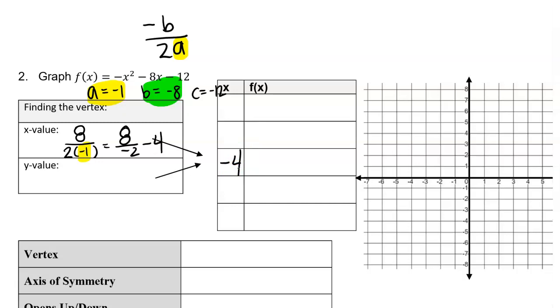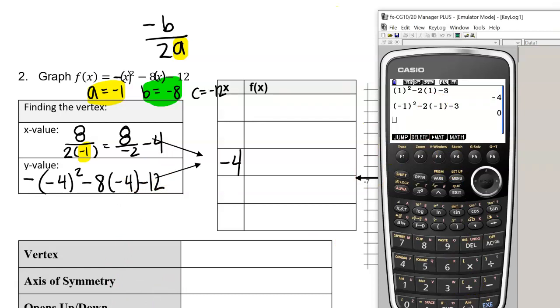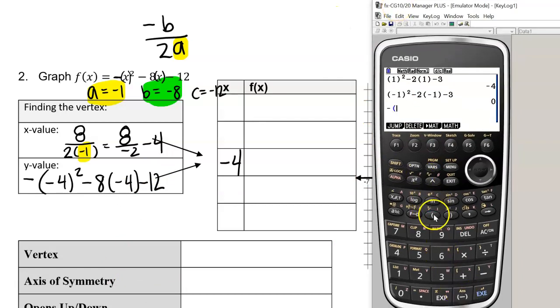To find my Y value of the vertex, anywhere I see an X, I'm going to replace it with -4. Keep in mind that this negative out in front is like a -1 as a coefficient, so you cannot make it a positive by putting it in parentheses. That negative has to stay out in front. And then -8 times -4 minus 12. Again, if you want to do this part in your calculator, you want the negative out in front, so it's negative, then your parentheses, then -4 squared, minus 8 parentheses, -4, minus 12. And we get +4.